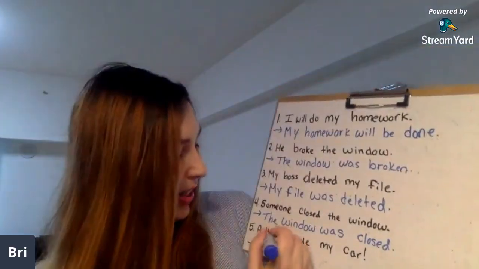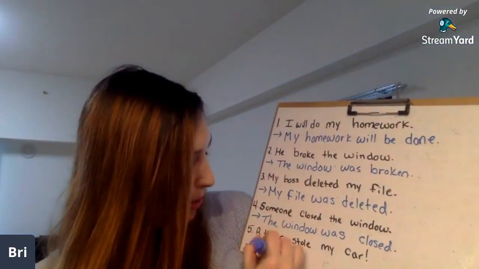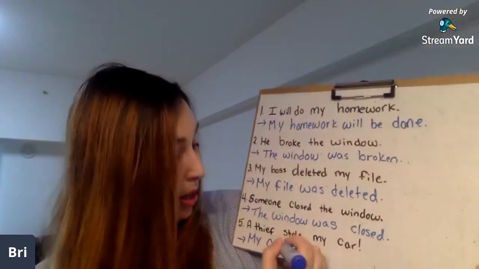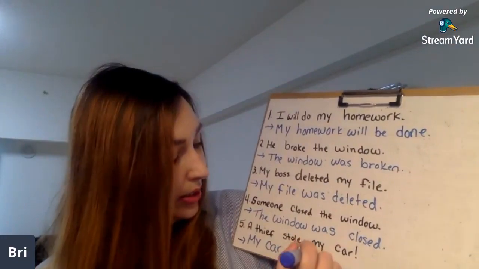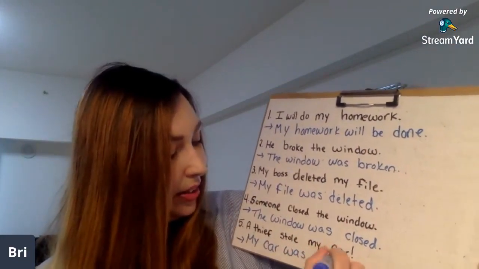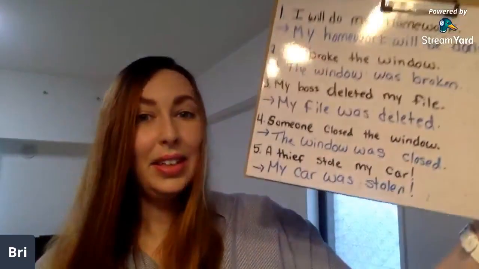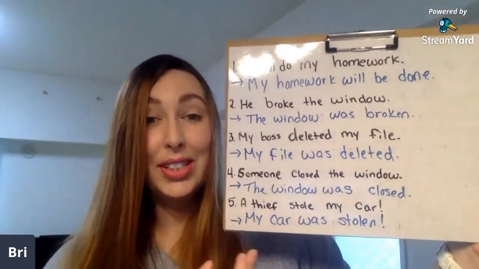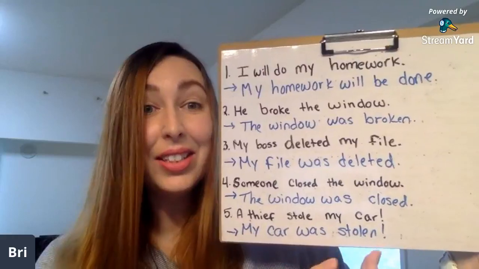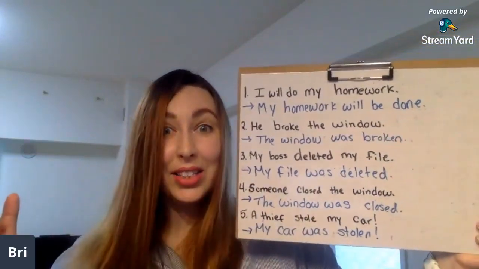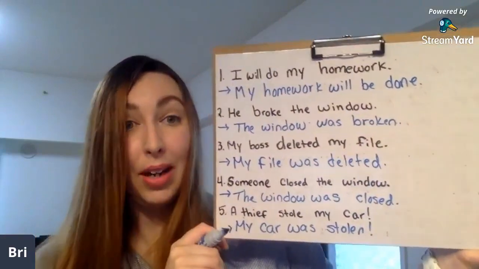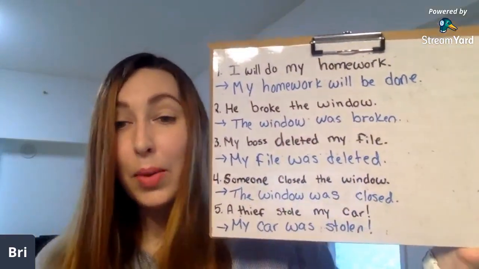Yes. Very good, I see a bunch of correct answers popping up. So my car is going to be the subject of our sentence. My car was stolen. Oh no. My car was stolen. Or you could say my car got stolen. I don't know when, I don't know who, I don't know what. My car got stolen. Or my car was stolen.